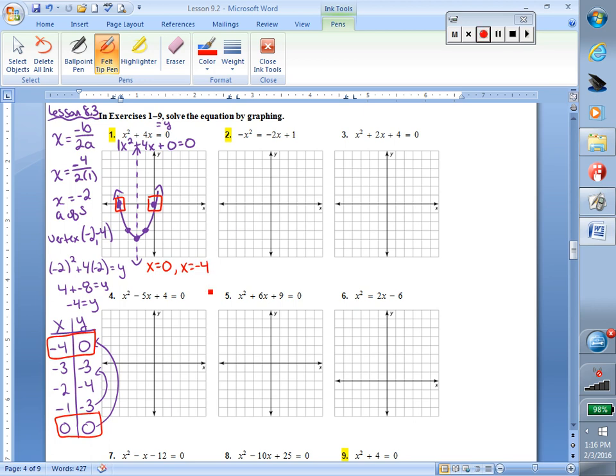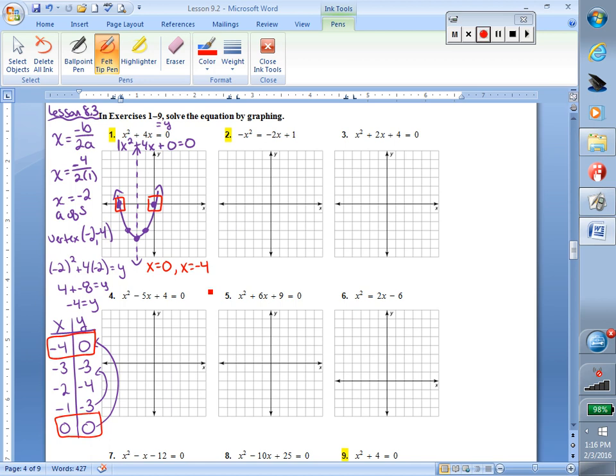Notice it's not an ordered pair that I'm writing. X equals 0, I realize there's a comma there, but please do not just put 0, -4. You need an x equals there. If you just tell me 0, -4, I'm going to think you mean the ordered pair 0, -4. So be very careful. We are looking for those x values.